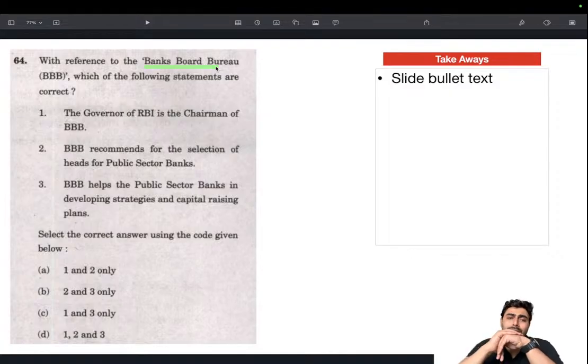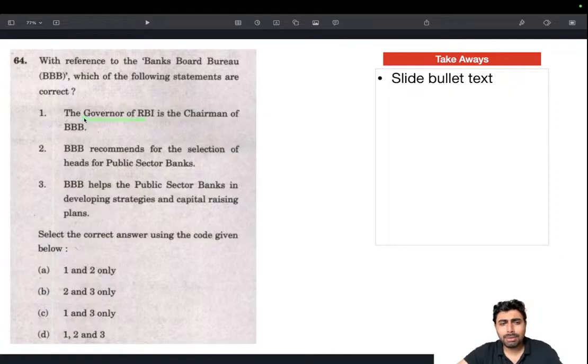The governor of RBI rarely chairs committees or boards outside the monetary policy committee. Other than that, we hear little reference to the governor of RBI being chairman of any body as such. He'll be a member in many bodies, but chairman of the monetary policy committee. Other than that, there is very little I have heard about the RBI governor being chairman of any body. Especially this Banks Board Bureau was in the news, and definitely the governor of RBI was not there. This is something appointed by the government, or most likely an executive action by the government. So this is very unlikely.